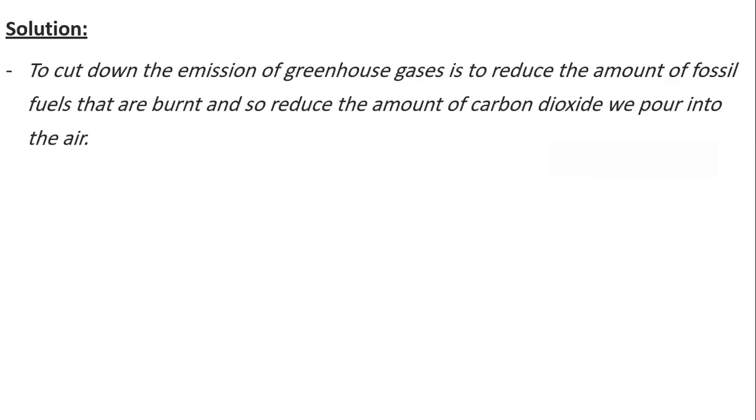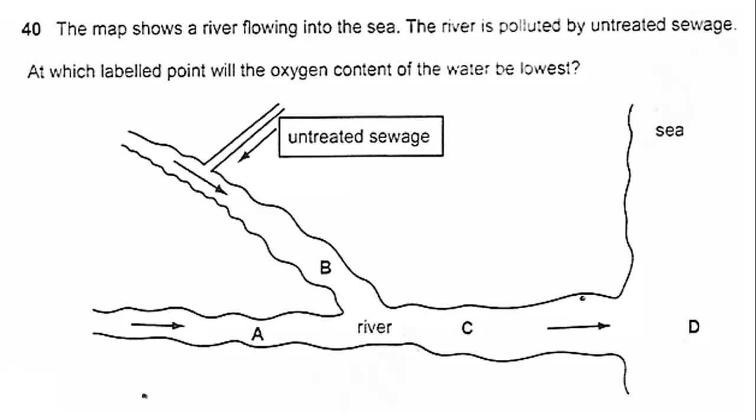How do we solve this problem? First, we need to reduce the emission of greenhouse gases, which means that we need to reduce the use of the fossil fuels and start using more sustainable materials or sustainable resources. And also, we need to increase vegetation and increase photosynthesis in order to replace this carbon dioxide with oxygen. Now, let's answer some questions.